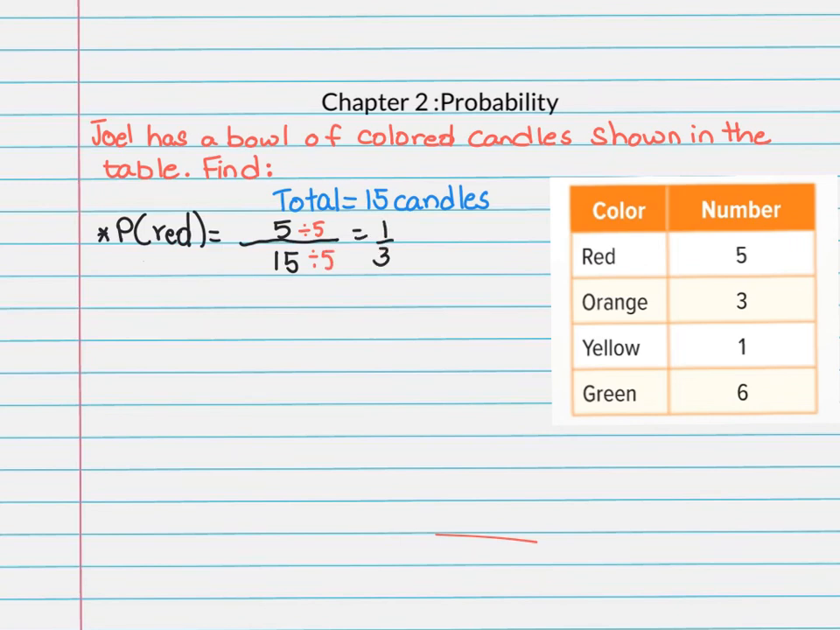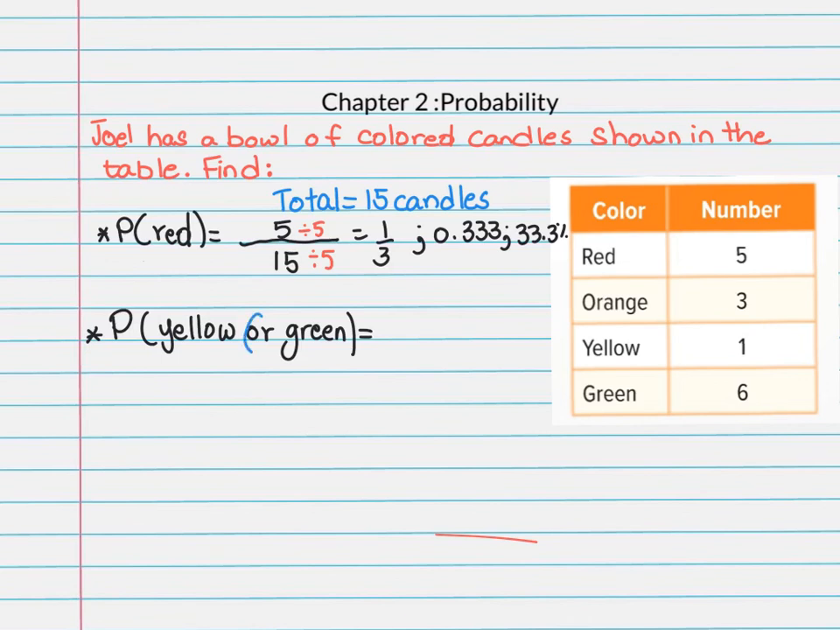3 as a fraction. If we need to write it as a decimal, 1 divided by 3 is 0.333. We take three numbers after the decimal point. If we need to write it as a percentage, multiply it by 100. That's 33.3%. Now the probability of yellow or green.